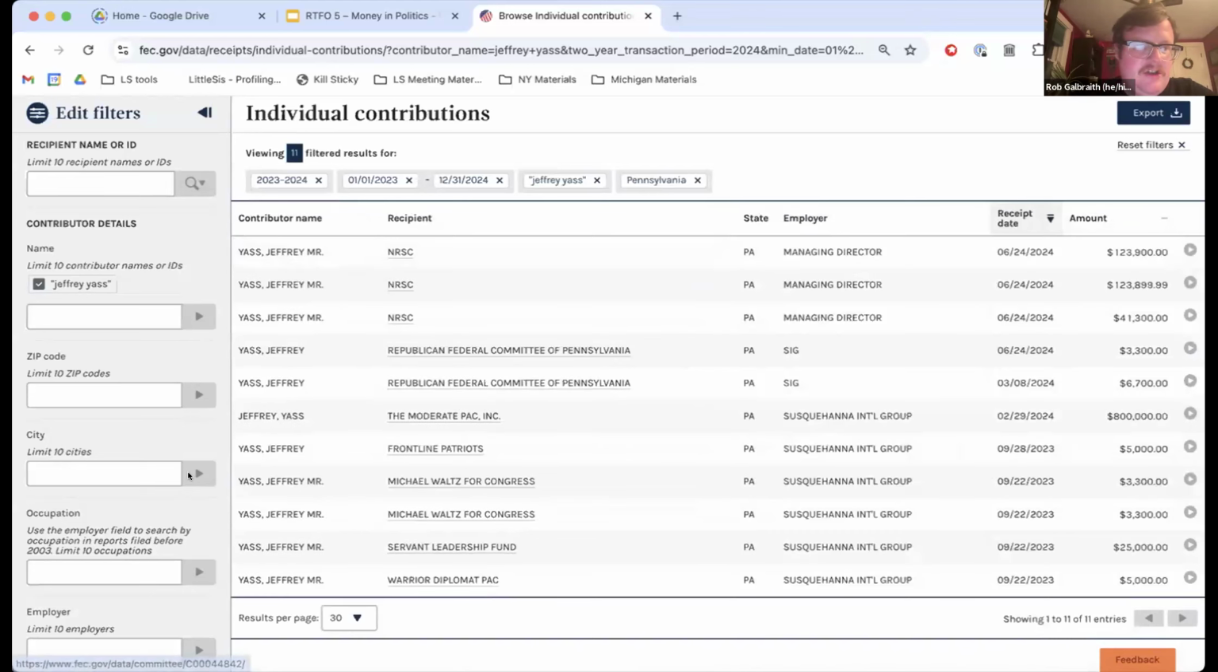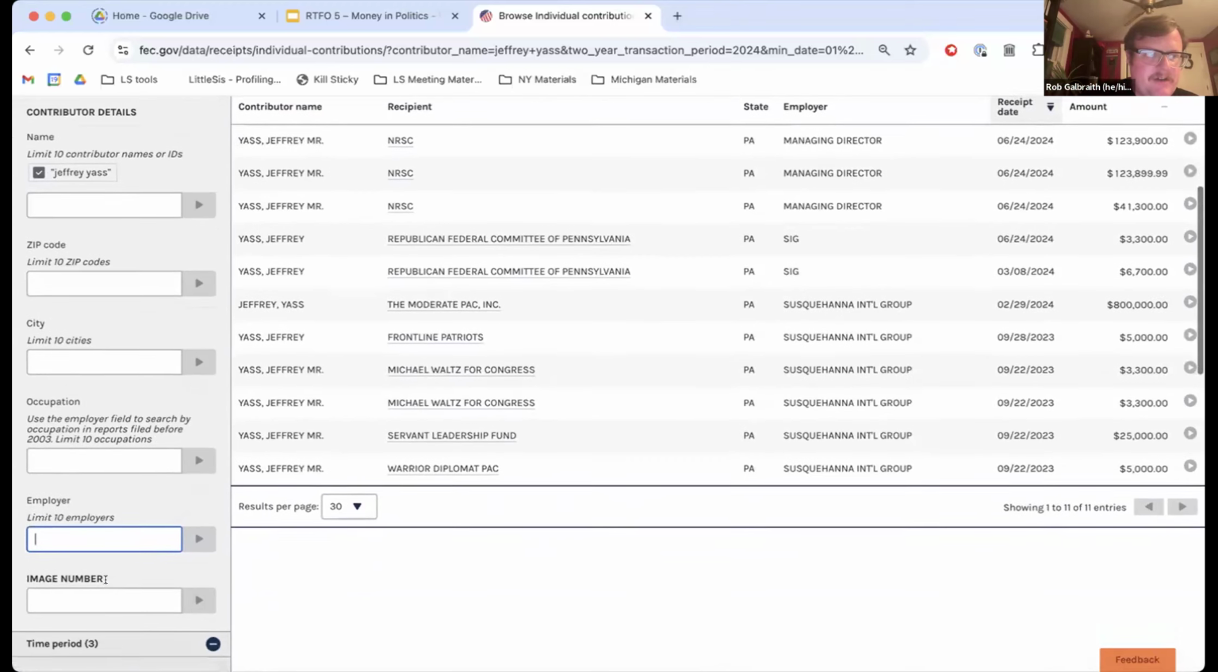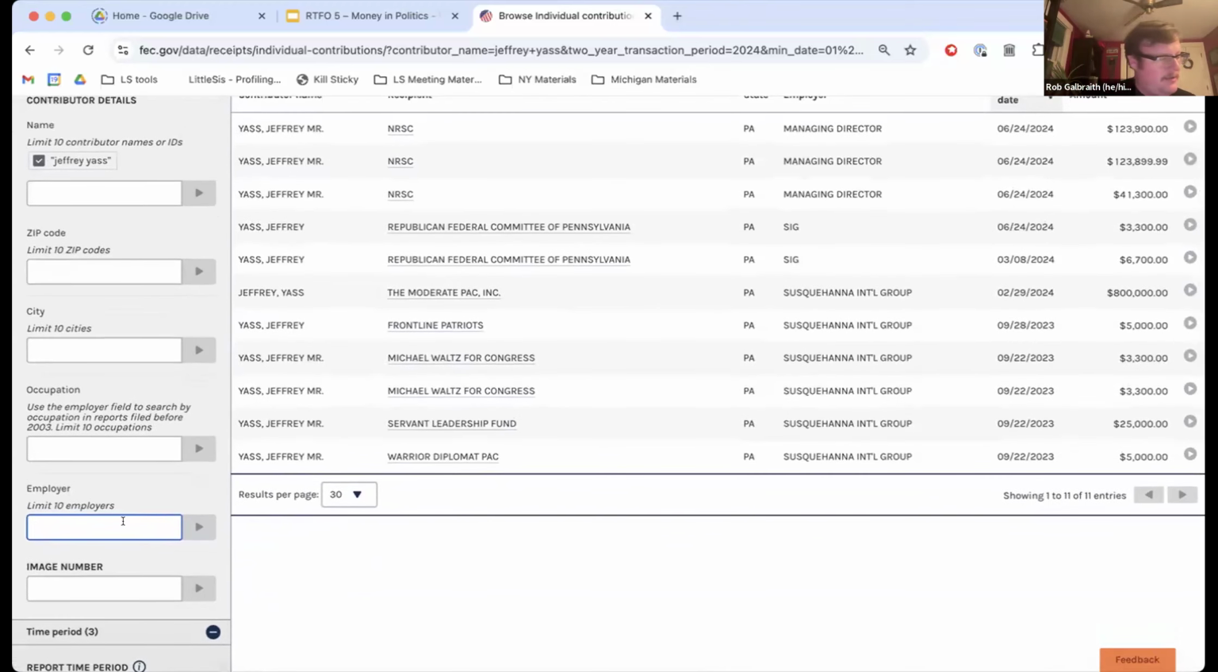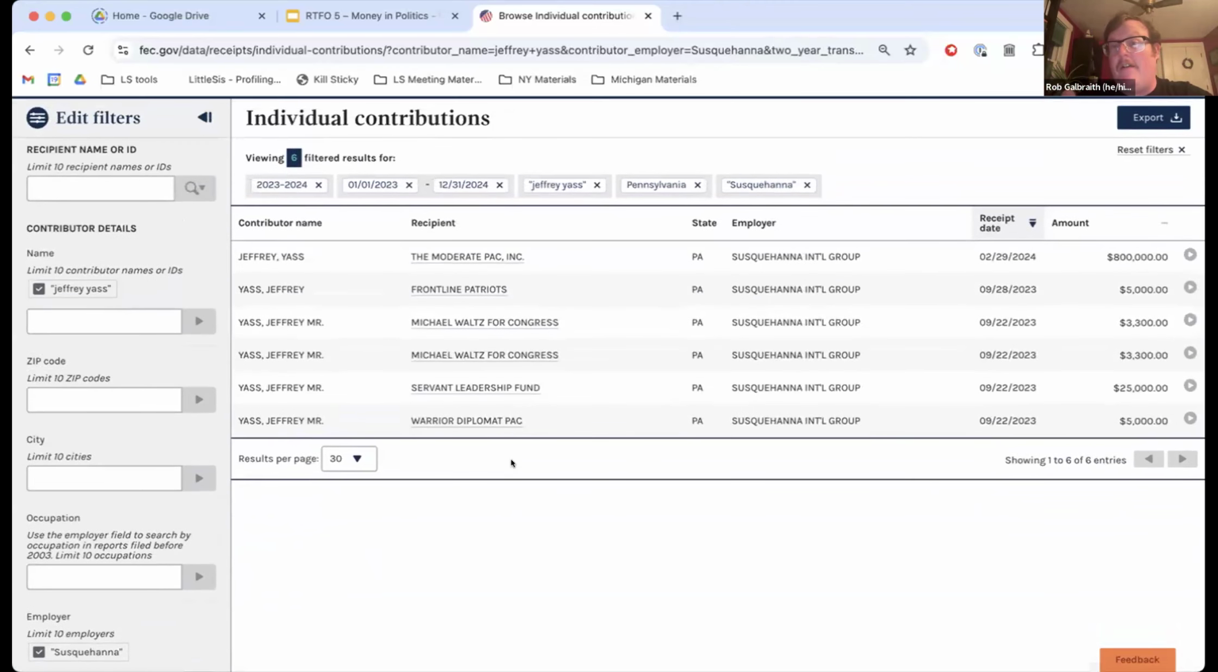The other thing I wanted to show was that you can actually include that employer information as a filter. Again, just to make sure everyone's following along, I'm back over on the left side where these filters are, and I can type Susquehanna right in here. This is filtering this down even more. This can be really useful if you have a person with a very, very common name, like Mike Jones or Don Smith, and you know where they work. You can enter that employer in this field and hopefully come up with some donations from that person.